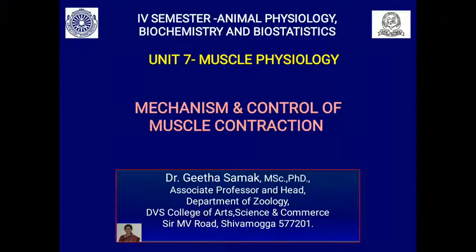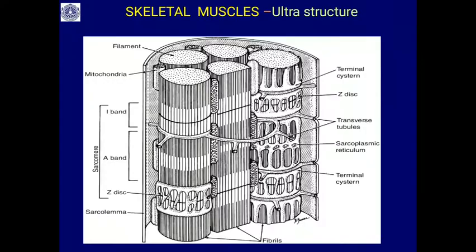Dear students, now I am going to discuss mechanism and control of muscle contraction. You have studied already the ultrastructure of skeletal muscle, but just to remind you again, this is the sarcolemma, the plasma membrane, then the sarcoplasm. The sarcolemma invaginates into the sarcoplasm in the form of a T tubule. It is called the transverse tubule or T tubule, which is continuous with the sarcoplasmic reticulum.